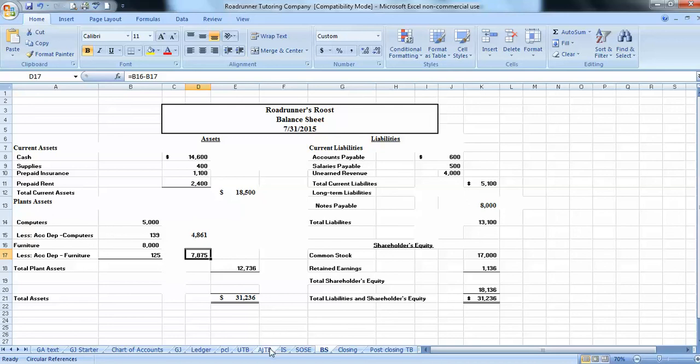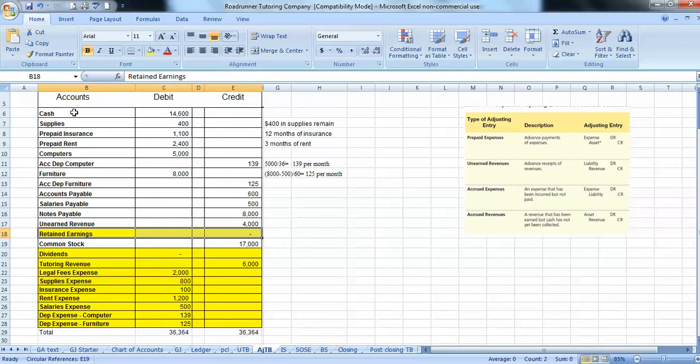So that is the preparation of the three financial statements. You take the adjusted trial balance. You use each account only once to prepare your financial statements. If you're doing a test, just mark them off. Don't be using them multiple times. It is quite easy.